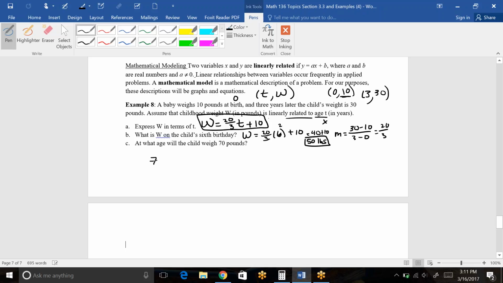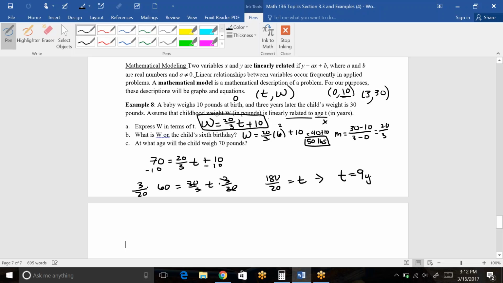And then at what age will it be when the child is 70 pounds? Well, we put that in for W this time instead of T. We would subtract the 10 over and multiply both sides by 3/20 to get rid of that fraction. So that would be 180 divided by 20 equals T, which means that that would be 9 years old. So if this child has the same growth rate that it started with, when they are 9 years old, they will weigh 70 pounds. All right, that's the end for the 3.3 note.